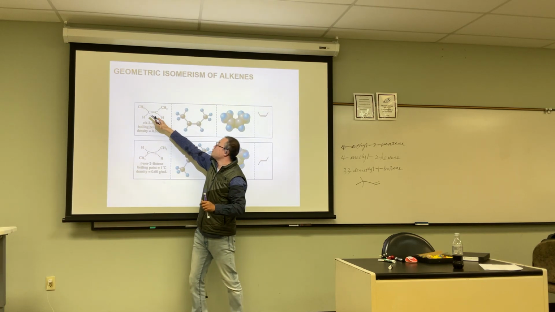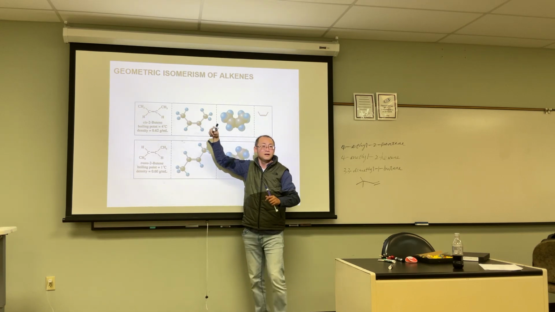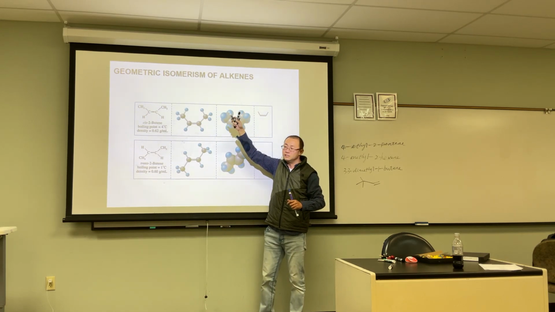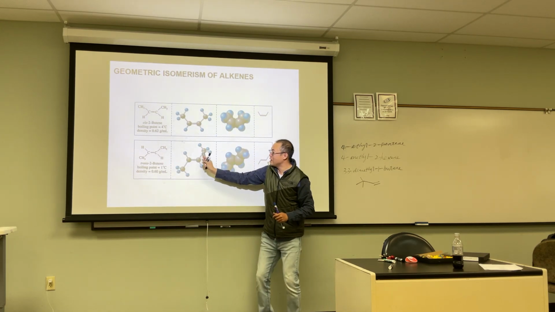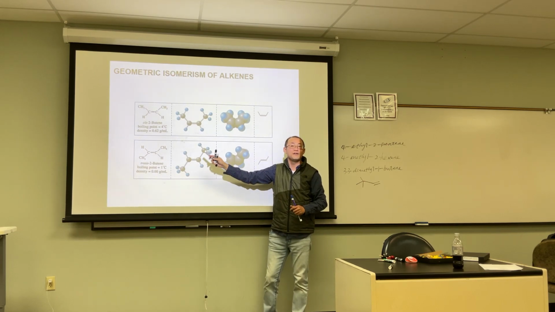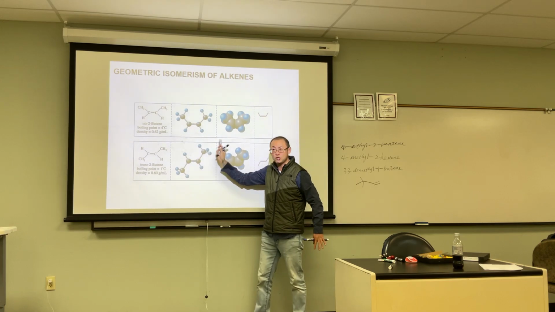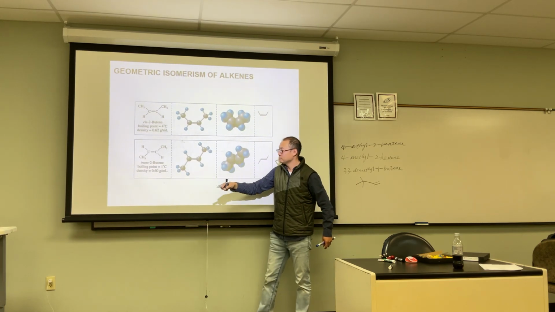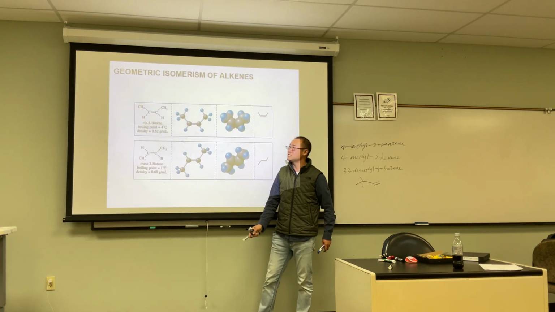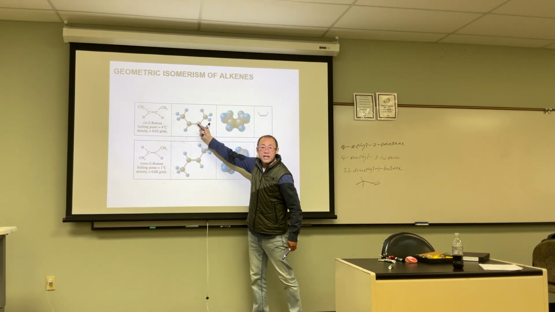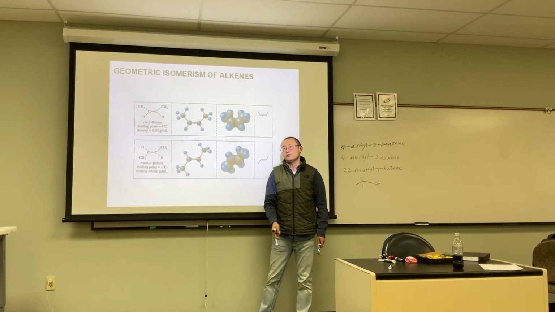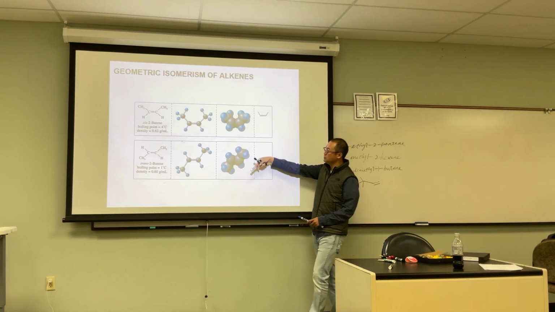This 2-butene, these two methyl groups are on the same side. Do you guys see that? This 2-butene, what happens is these two methyl groups are on the opposite side. Again, they're all the same chain. It's one chain. It's 2-butene. But these two groups make a cis-2-butene and trans-2-butene. You can see that they're totally different.